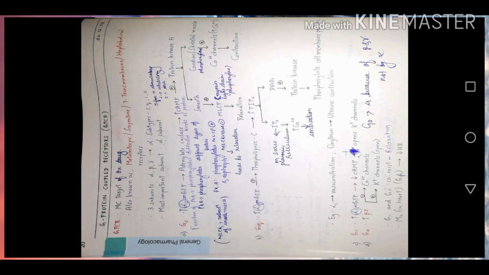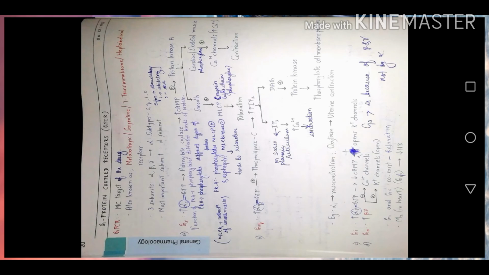Now the diacylglycerol will activate the protein kinase and it will phosphorylate different cell membrane proteins, right? I already told you about the protein kinase activity. It will phosphorylate different proteins. So it phosphorylates the cell membrane proteins.